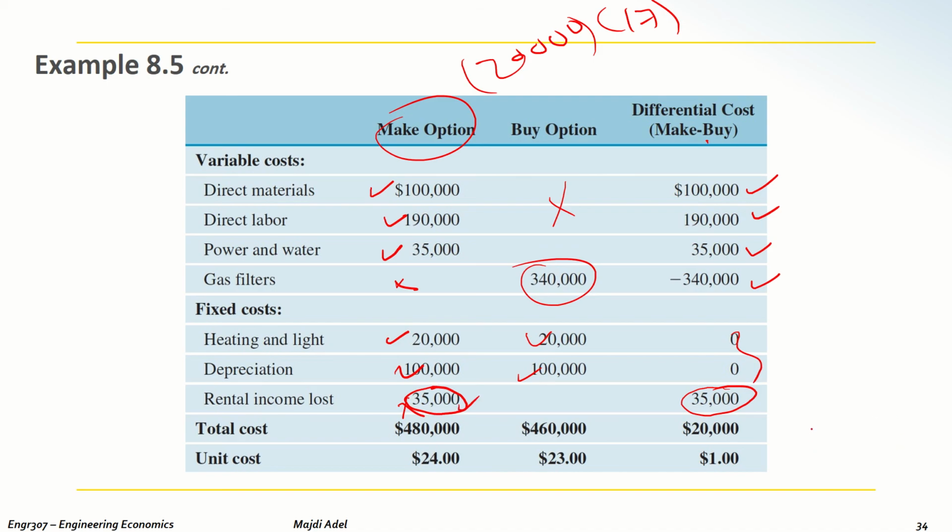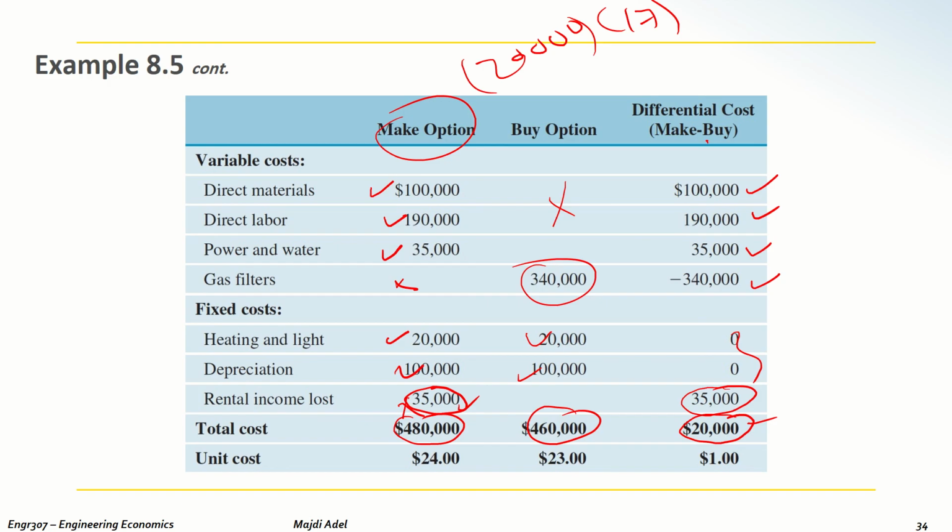So in total, the total cost is $20,000. So what does this mean? It means that the buy option is less by $20,000 than the make option. The buy option will save me $20,000. Okay, and as you can see, the total cost is 480,000 for the make option and 460,000 for the buy option. The buy option is less in cost than the make option because of the cost of opportunity.